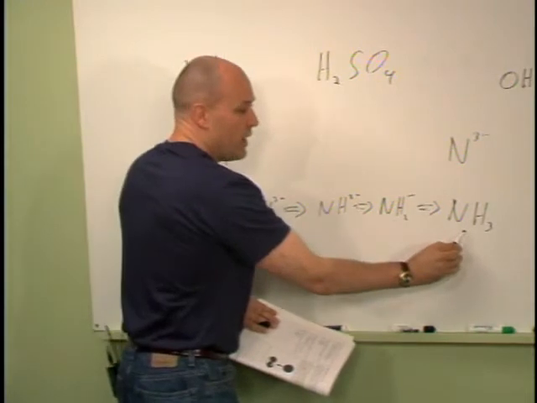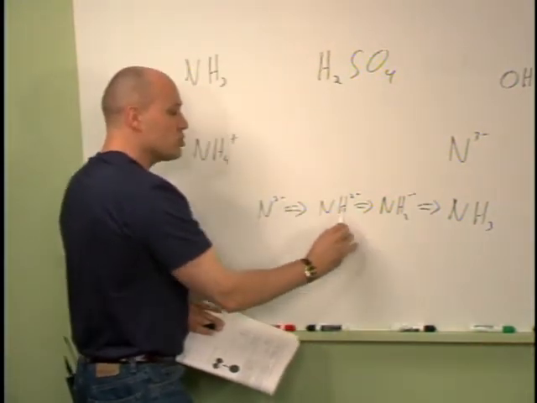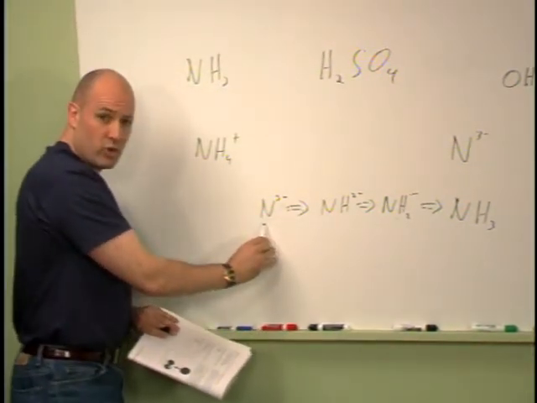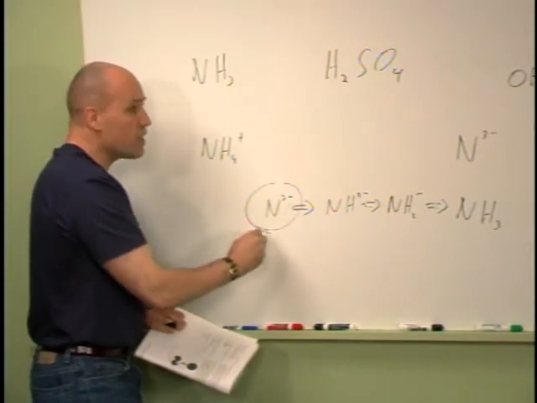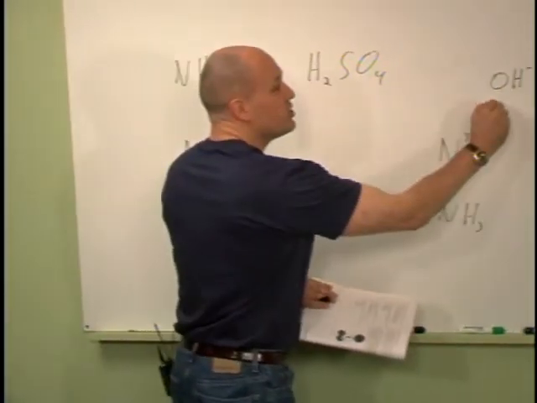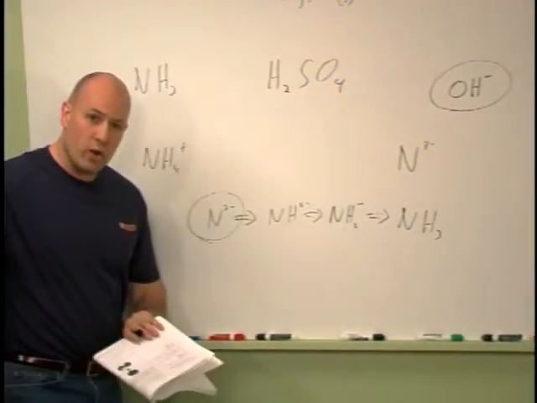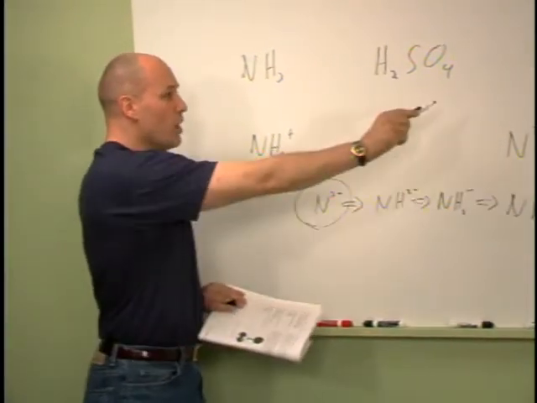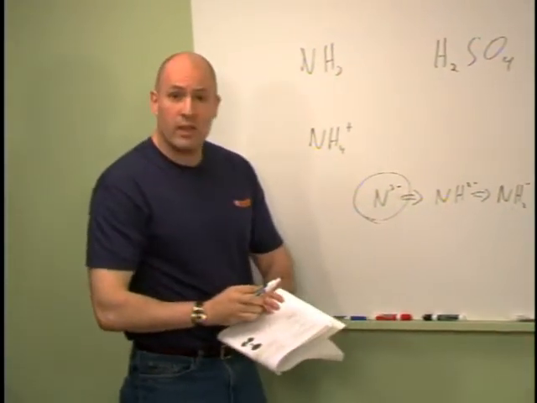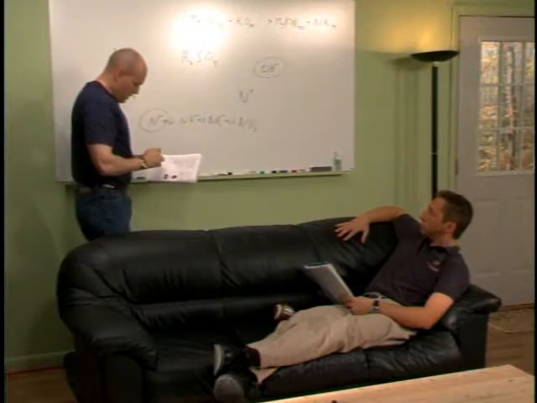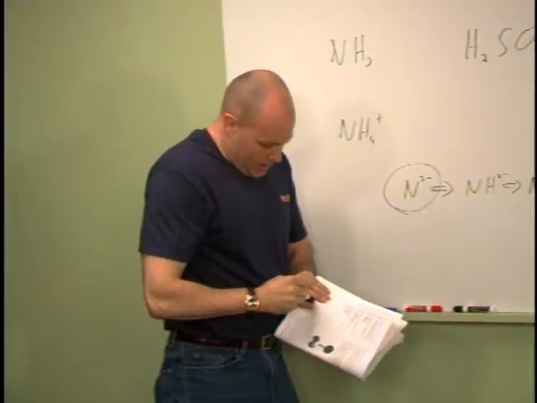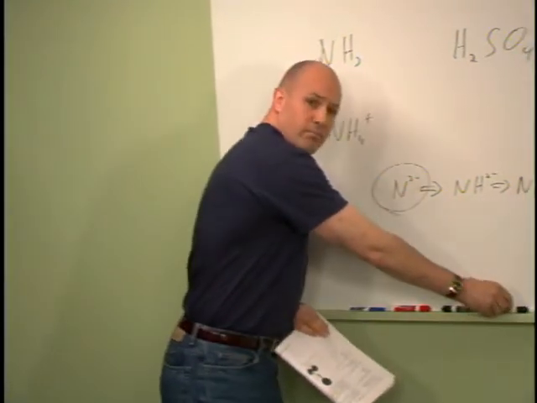So we already started with a base. We got stronger, stronger, and then even stronger. So this becomes an extremely strong base as compared to the measure for strong base or weak base, or the Kb of 1. So N3 minus is the strongest base. And that's choice A, and that is the end of passage 1.